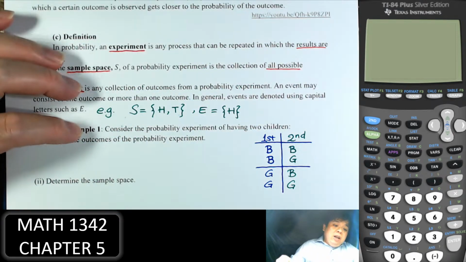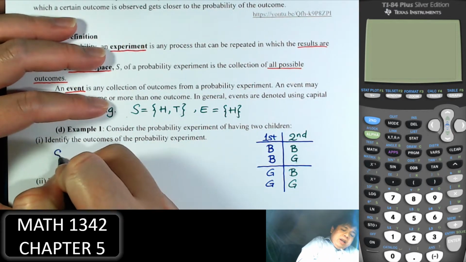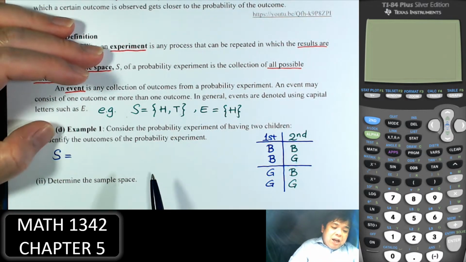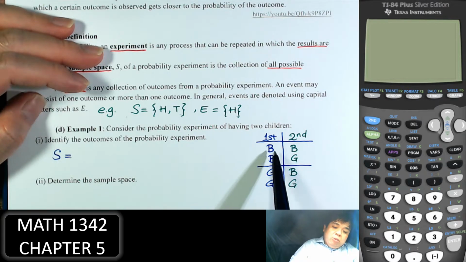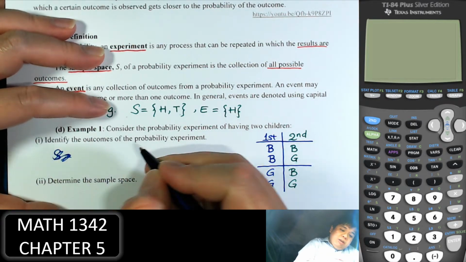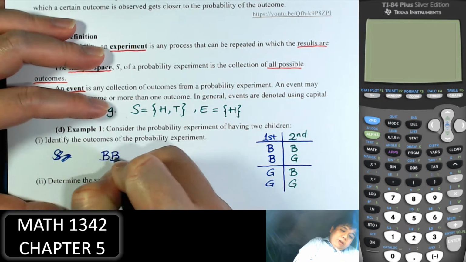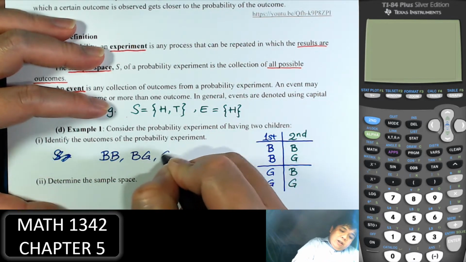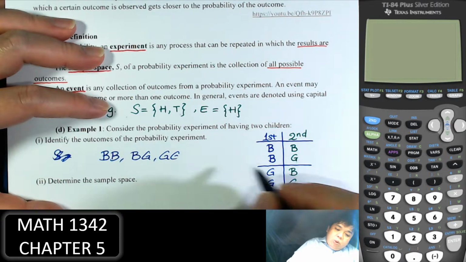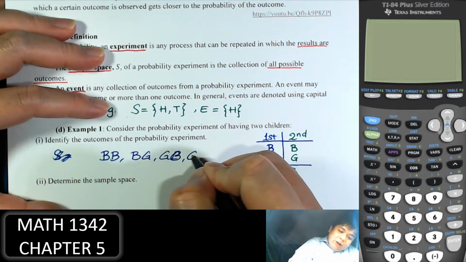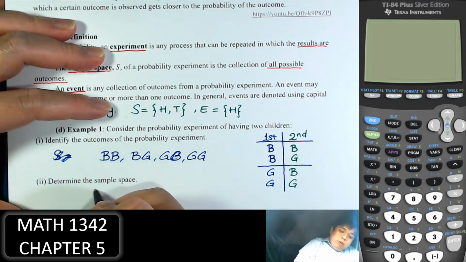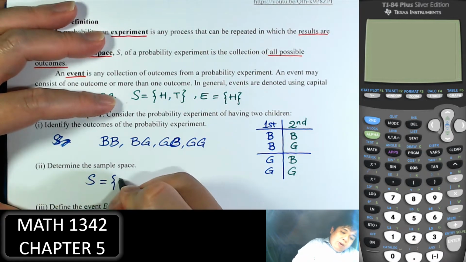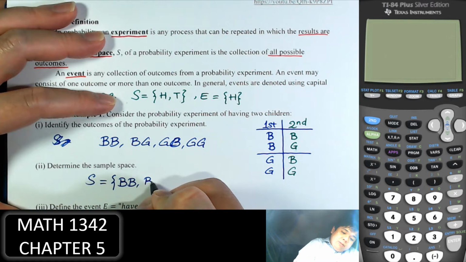But for now, we identify all the possible outcomes. The outcomes will be boy boy, boy girl, girl boy, and girl girl. The sample space will be all of this, all the possible outcomes.